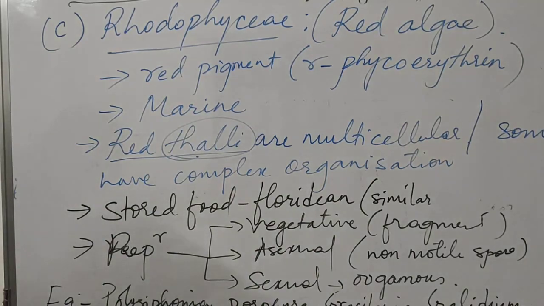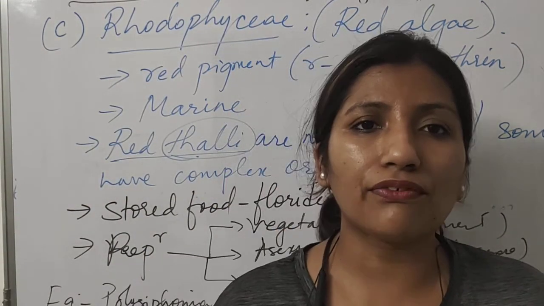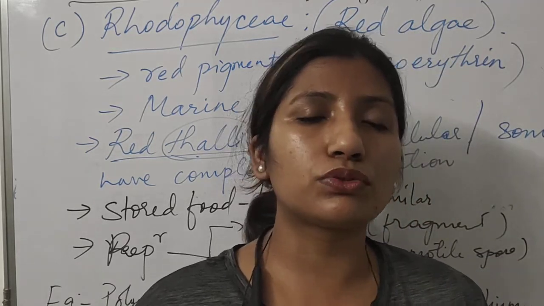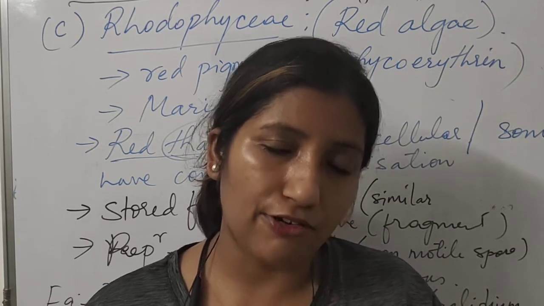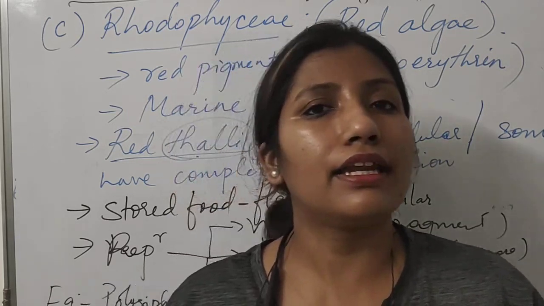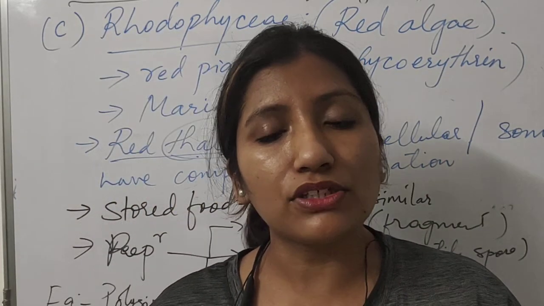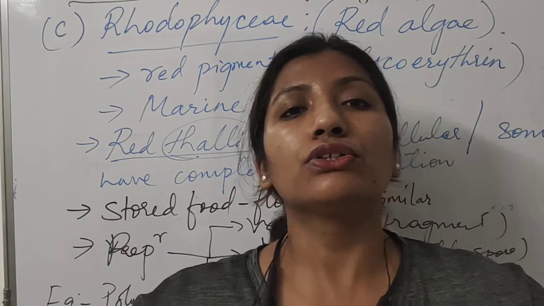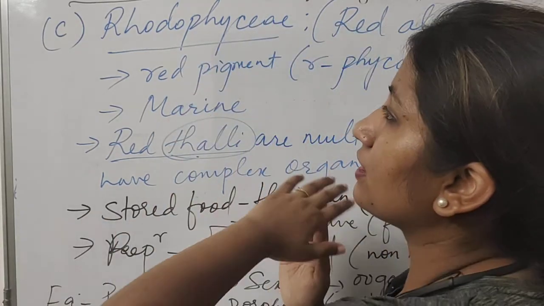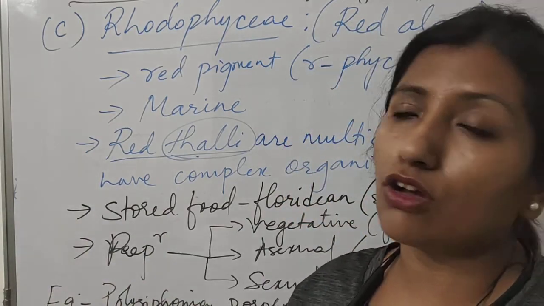So here we conclude today's class with the completion of algae. In our next video we will talk about pteridophytes and bryophytes together. As an assignment, please draw table 3.1 and complete it. Table 3.1 explains, in tabular form, all the characteristics of these classes of algae.